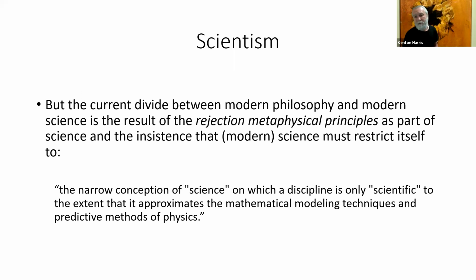But the current divide between modern philosophy and modern science is the result of the rejection of metaphysical principles as part of science and the insistence that modern science must restrict itself to, quote, "the narrow conception of science on which a discipline is only scientific to the extent that it approximates the mathematical modeling techniques and predictive methods of physics." There's a quote from Professor Feser there, right?